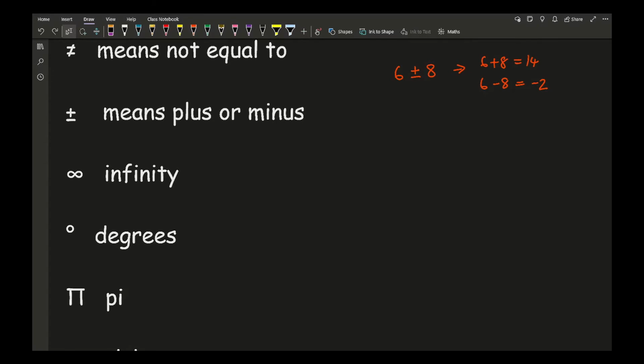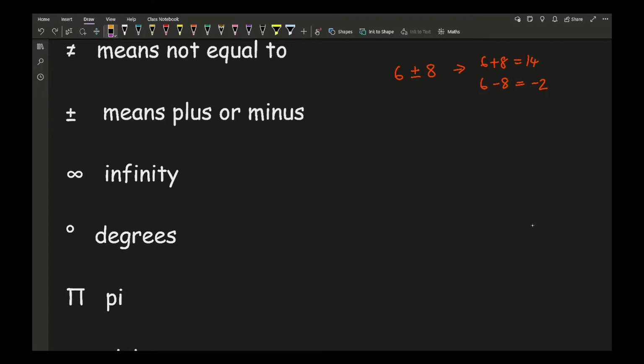Obviously infinity is the biggest number that we can imagine, and you also can have minus infinity by sticking a minus sign in front. So you can have positive and negative infinity, and again this is commonly seen when you're dealing with trigonometry or high level maths.